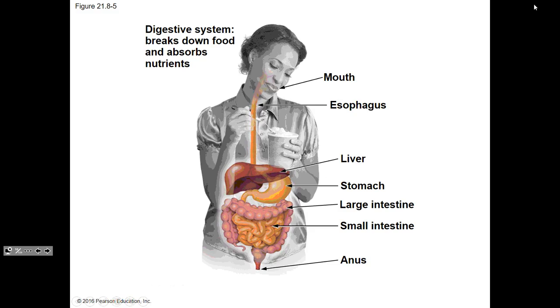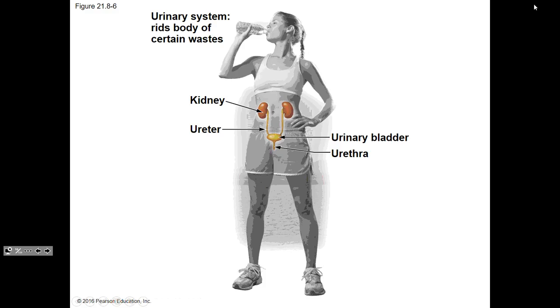Digestive system. So there's lots of different organs that come together to make up everything needed to digest our food.